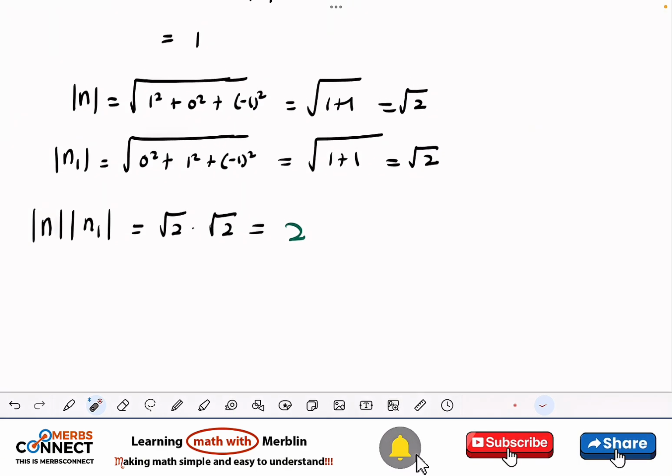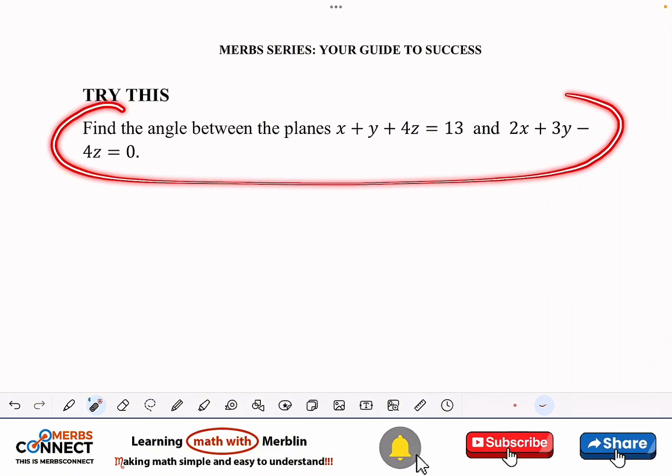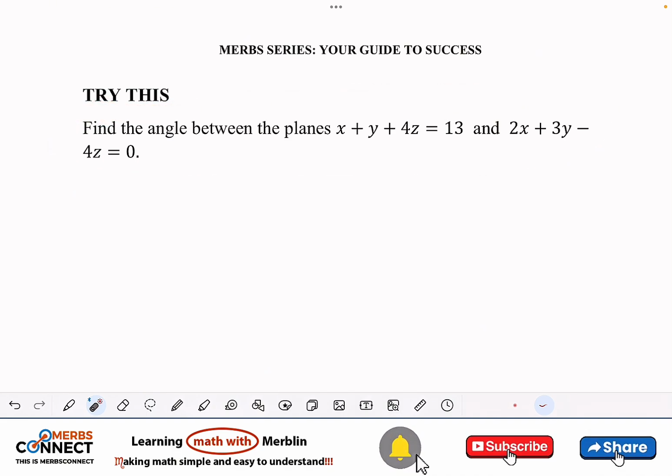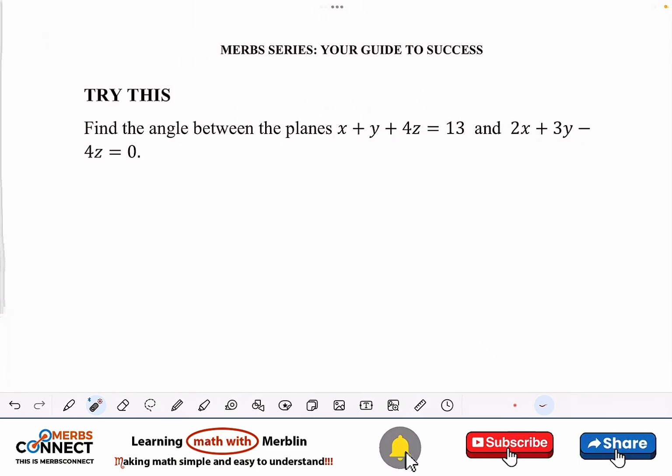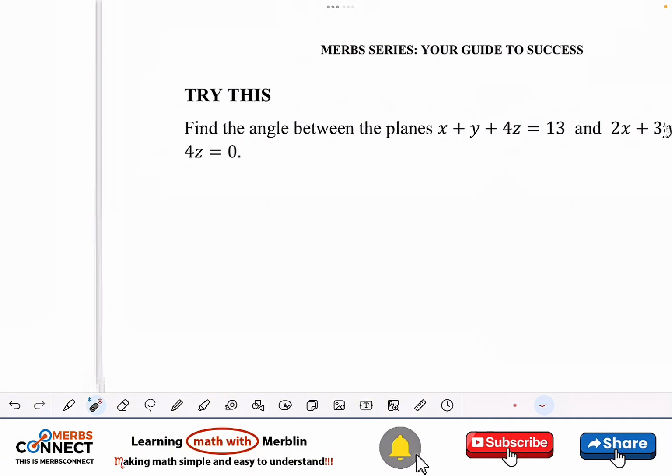So what I can do is I give you this one to also try, right? So I want you to find the angle between the two planes, this and that, right? So that's what we are going to do. So define your normal vectors for the first equation and then the second equation. When you are done, drop your final result in the comment section.